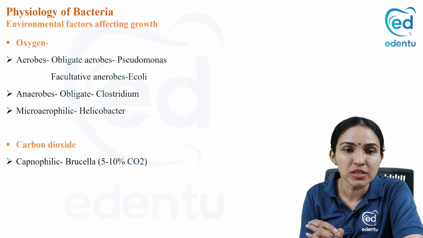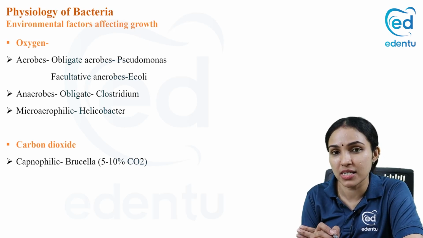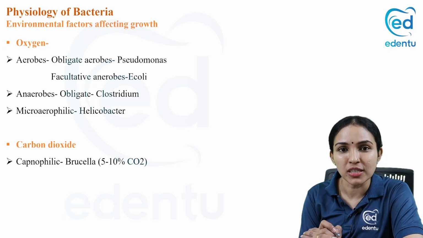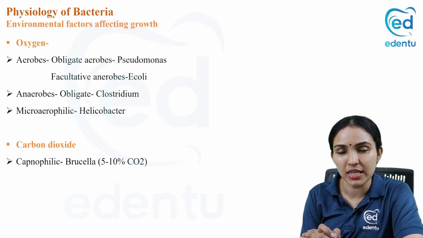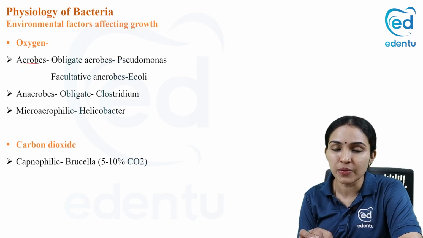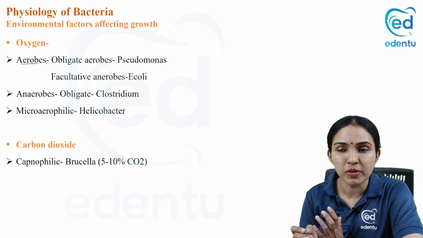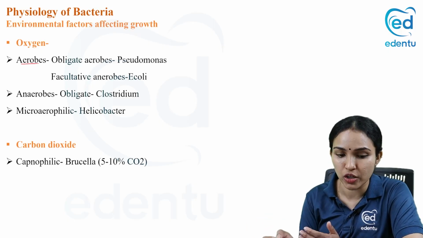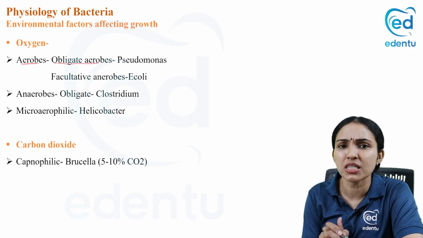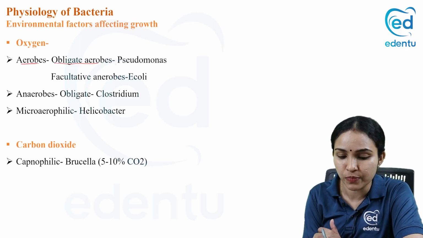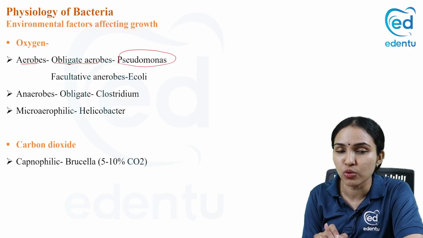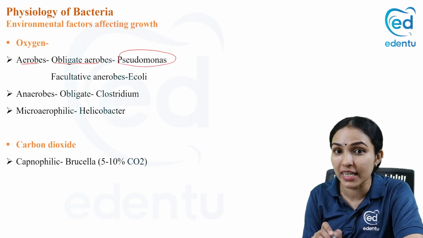Regarding oxygen, some things you should note. Sometimes you can be asked a question on aerobes, anaerobes and microaerophilic organisms. Based on the oxygen requirement of microorganisms, they are classified as aerobes and anaerobes. What is meant by aerobes? Aerobic means they require oxygen. Anaerobic means not aerobic. They don't require oxygen. Aerobes can be classified as obligate aerobes. Obligate means strict aerobes. They definitely need oxygen. An example is Pseudomonas. Pseudomonas is a bacteria which cannot grow without oxygen. So it's called an obligate aerobe.